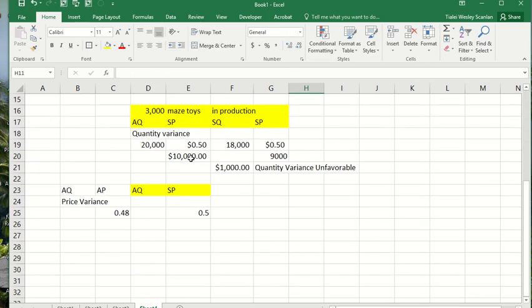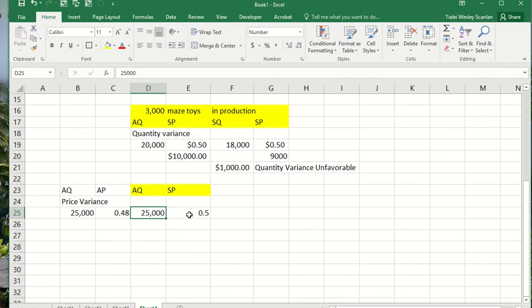So they bought more than they produced. They used 20,000 in production, but they bought 25,000. So the actual quantity that they are buying is 25,000. Remember, this is the one kind of trick. Our price variance is what we actually buy, while our quantity variance is what we actually use in production, and so it can be a different number. So you need to change actual quantity and standard price to cater to those variances.